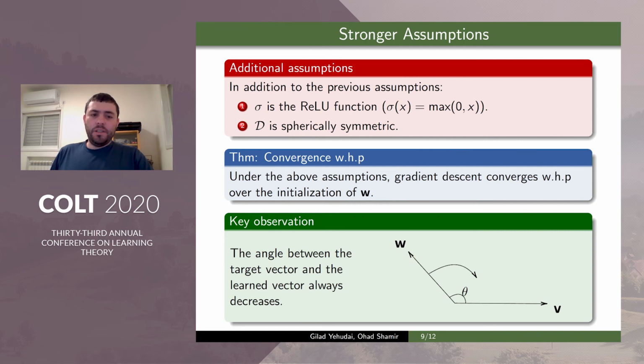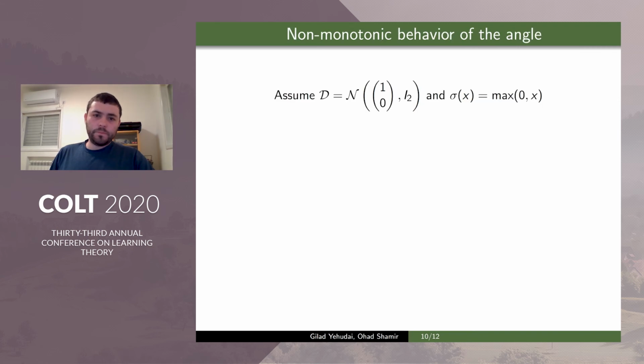The key observation in this theorem is that if the distribution is spherically symmetric, then the angle between the target vector and the learned vector can only decrease over time. So if we think about gradient descent, at every iteration the angle between W and V can only decrease. So the distance between them can only get smaller over time. We can ask ourselves if this is a phenomenon that happens only for spherically symmetric distributions, or if it's some general property of learning a single neuron. And actually, this is something that is specific to spherically symmetric distributions.